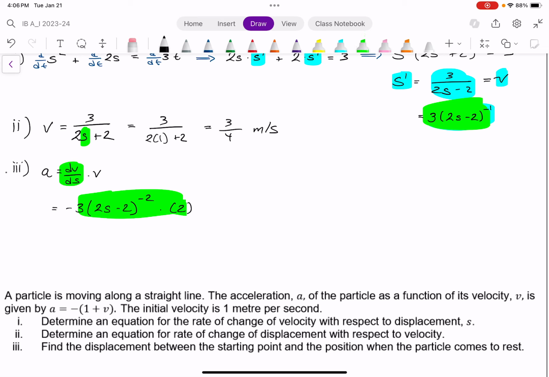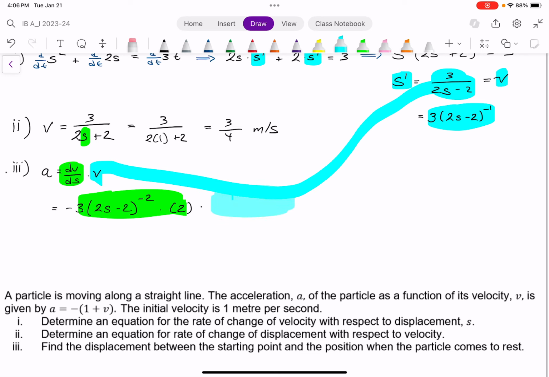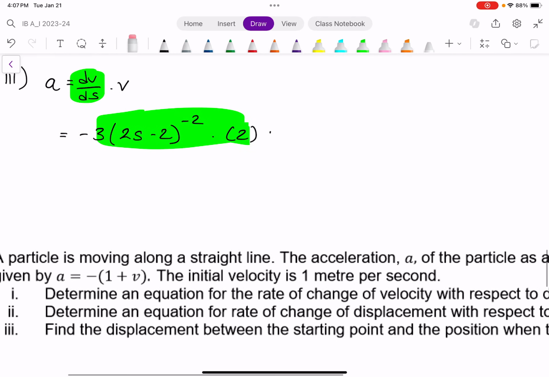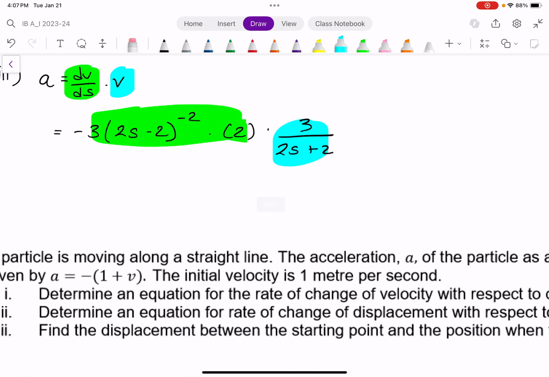So now to find acceleration, I need to take that and multiply by velocity. Velocity is what I have highlighted in multiple places up here in blue. So I'm going to take that there and substitute it right there, or multiply dv/ds by that. Let's take what I just wrote down and multiply it by what I had before. I'll write it as a fraction, 3 over 2s plus 2. That's the velocity we found in the last question, the velocity with respect to position, but it's still velocity, and its units are still meters per second in this case. So let's clean this up a bit.